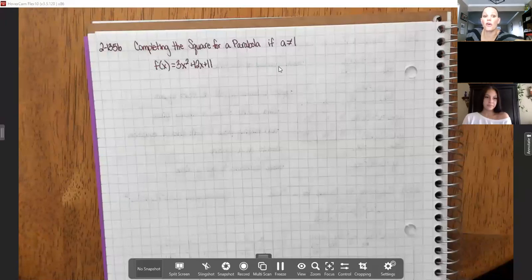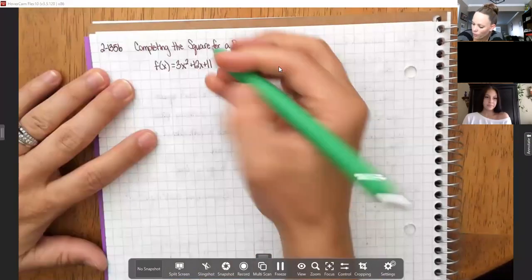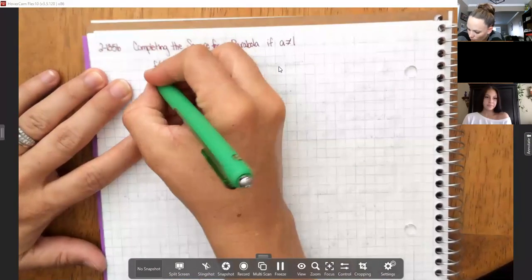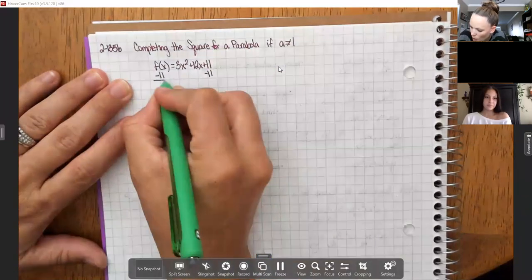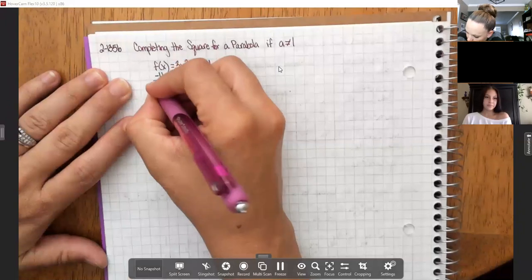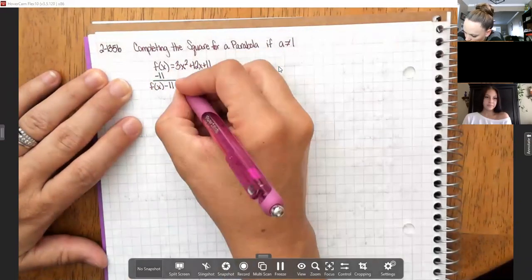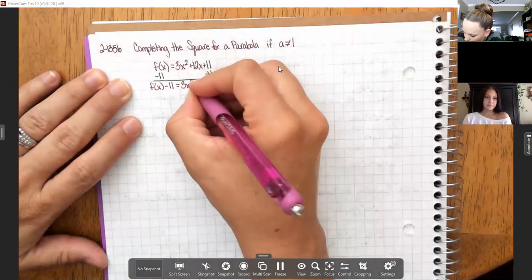It's going to start off the exact same, and we're going to move the constant, the c value, to the other side. So we have f of x minus 11 equals 3x squared plus 12x.